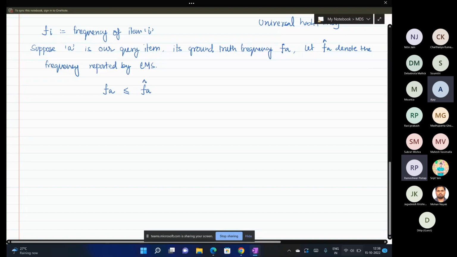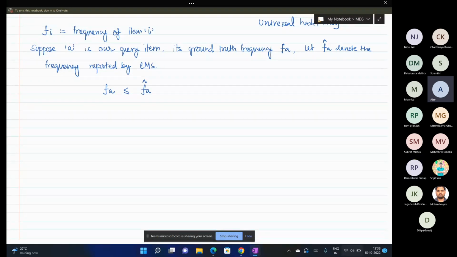But now we'll try to quantify how big F hat A is with respect to FA. So F hat A is FA plus some error term. How does this error term come up? Basically, the error term arises because some different element which is not equal to A is mapped to the same position to which A has been mapped. So all those elements which are not equal to A but map to the same position as A, their frequency counts will be the estimate of the error term.